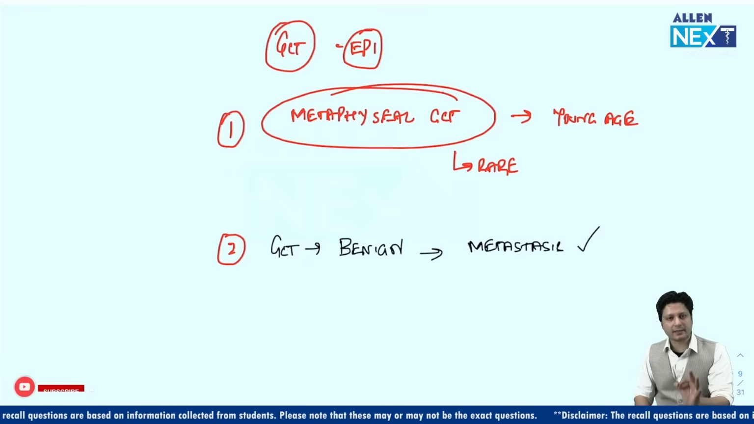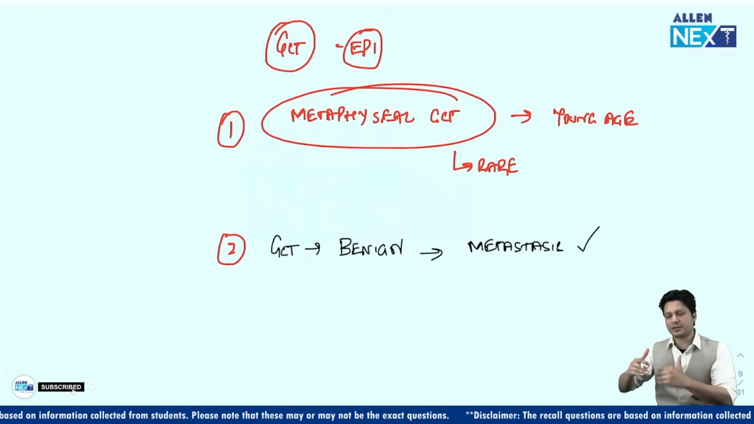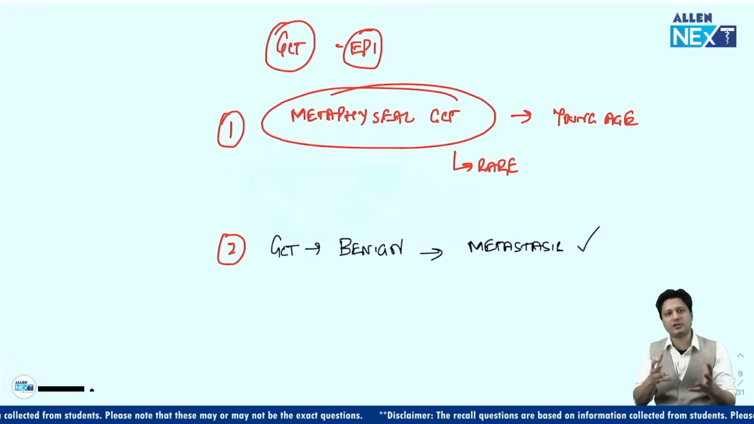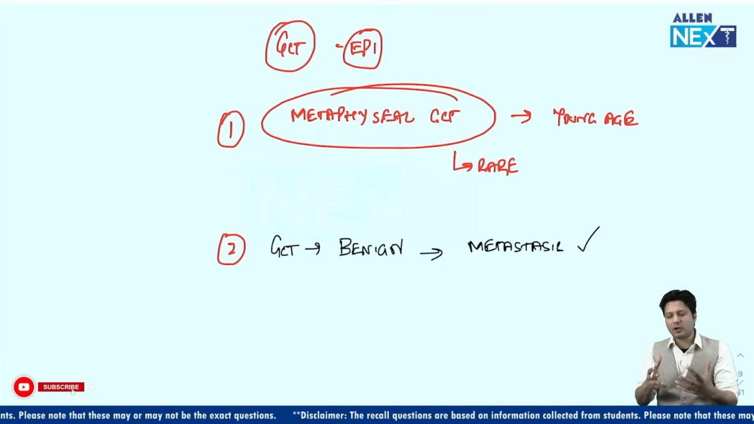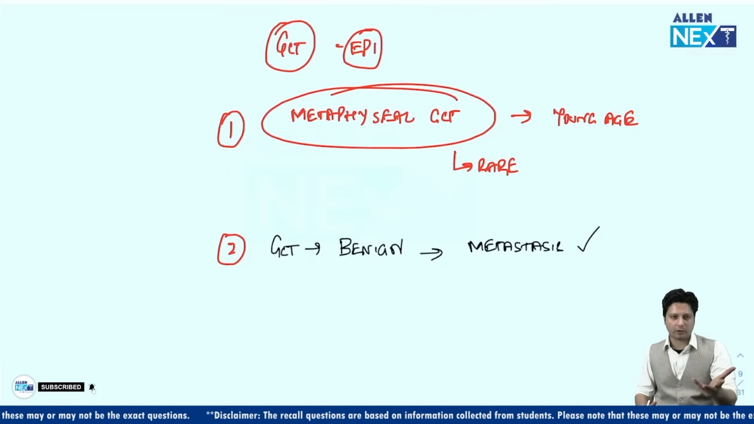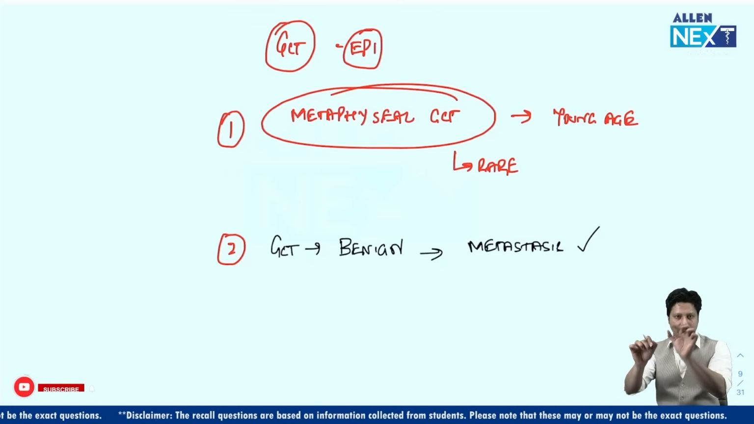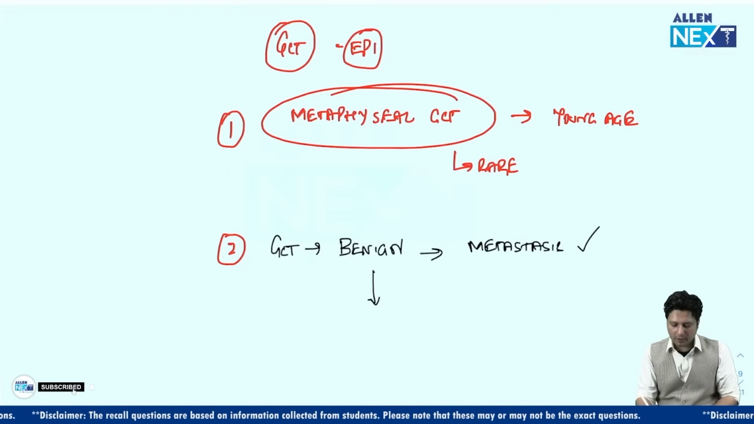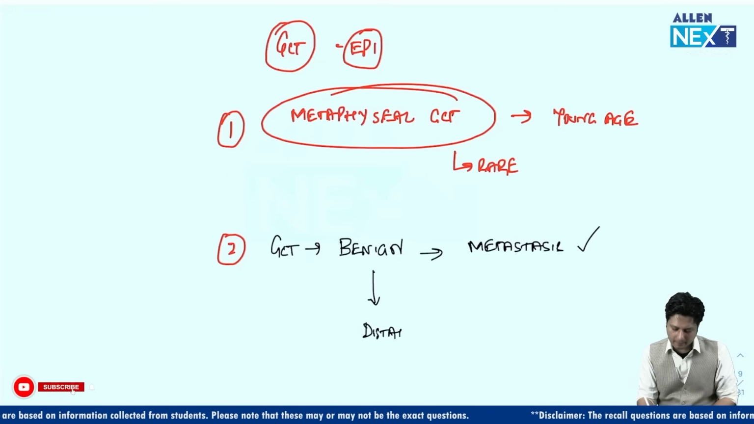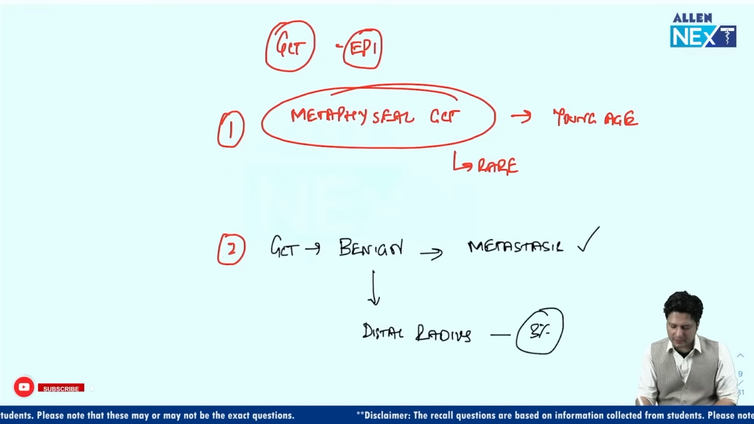Now, metastatic lesion or metastasis is usually a feature of a malignant tumor, but because GCT is a benign tumor, there is also a possibility that this benign tumor can metastasize. And what kind of a benign GCT can metastasize? Probably the distal radius. And what is the possibility? The 3% is the possibility.